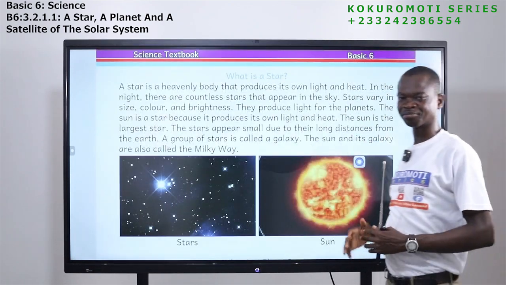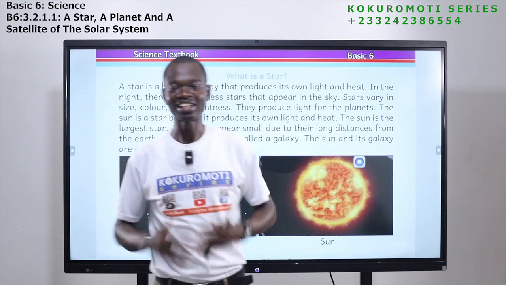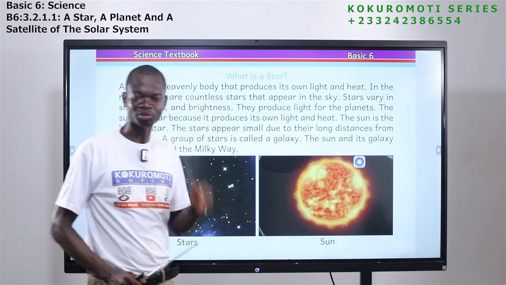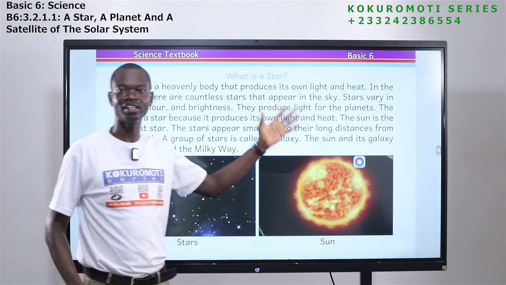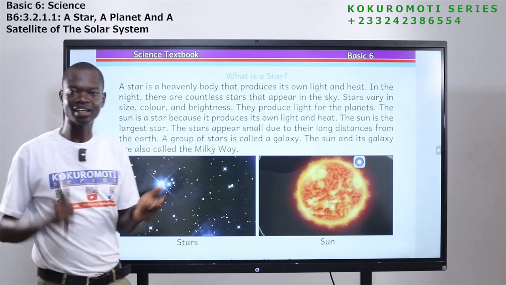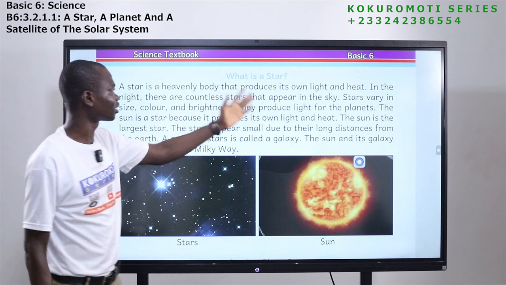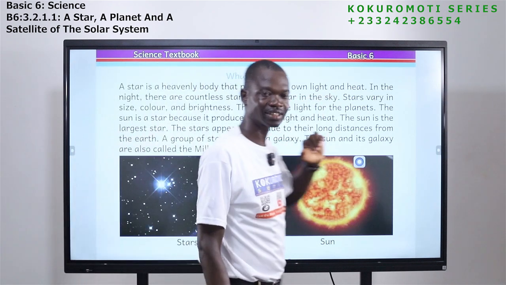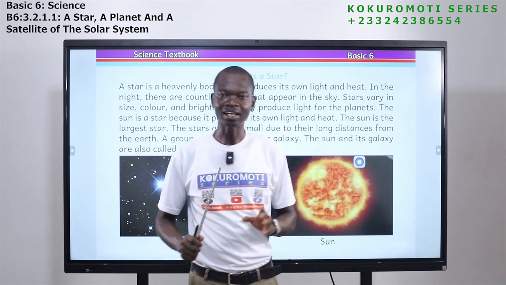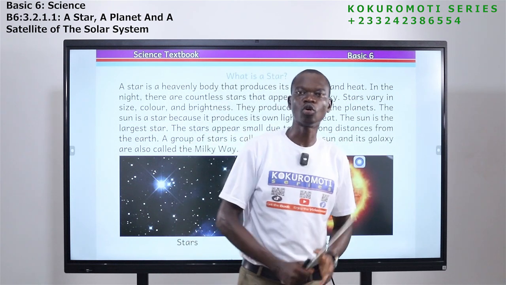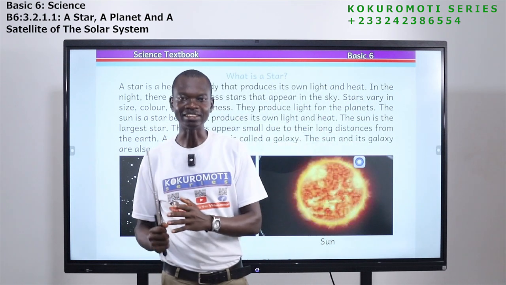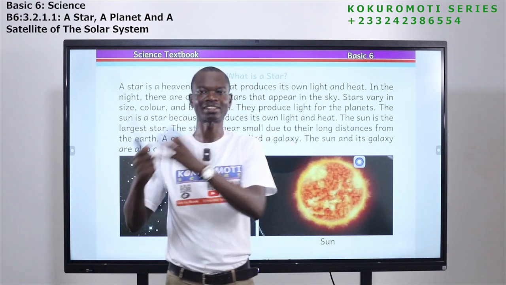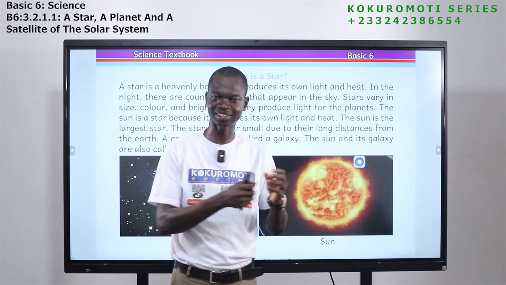Now, what is a star? Today, our lesson is about a star, satellite, and the planets. We have seen the solar system, so now we are going to look at these 3 terms: a star, a satellite, and a planet. Now, what is a star? A star is a heavenly body that produces its own light and heat. So, any heavenly body that is able to produce its own light and heat is called a star, or is described as a star.